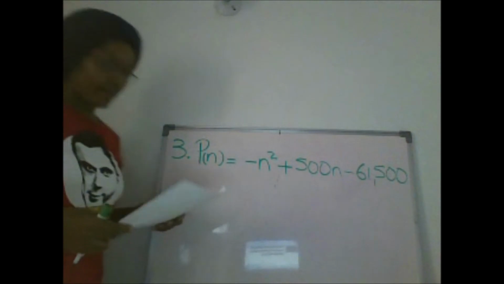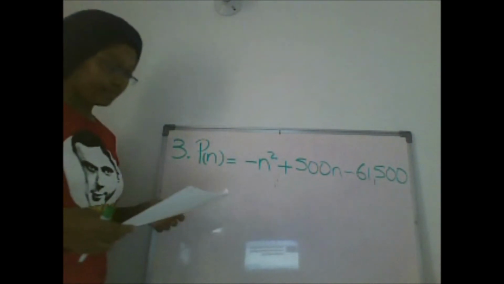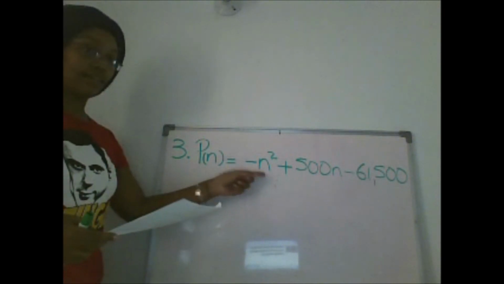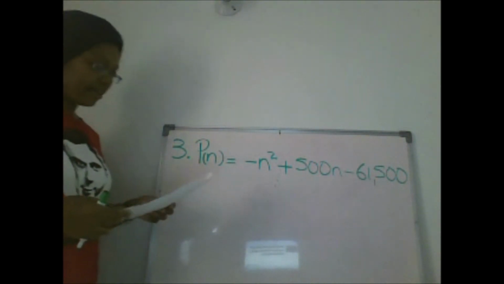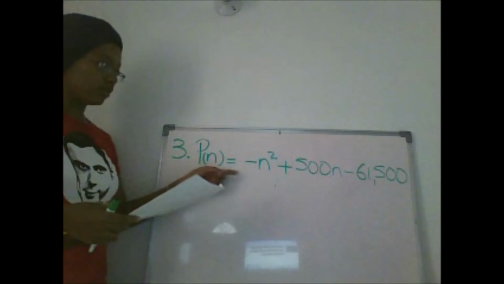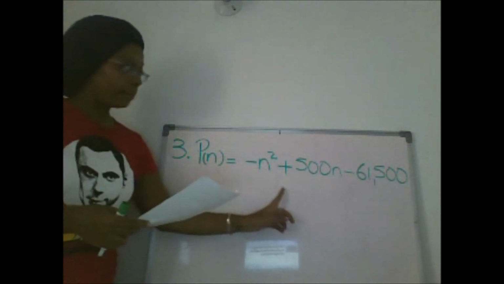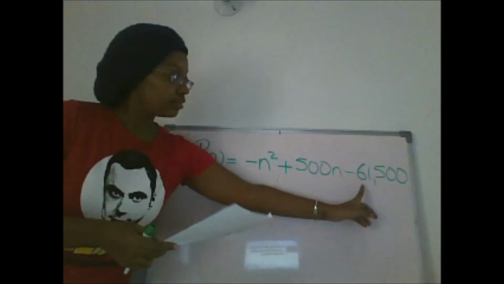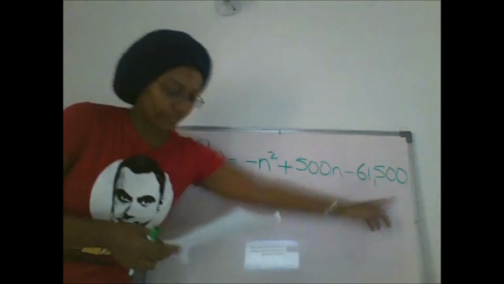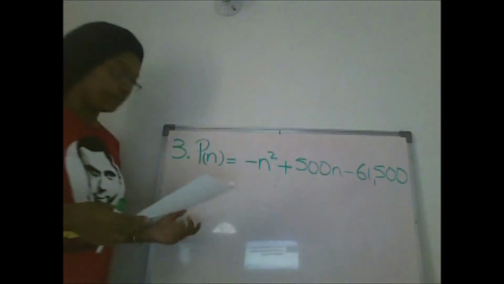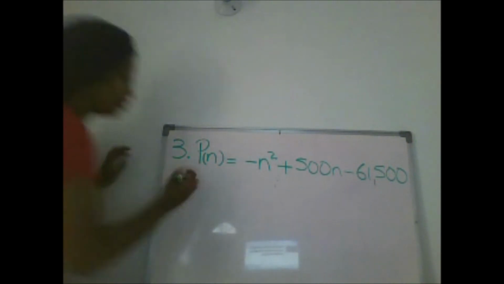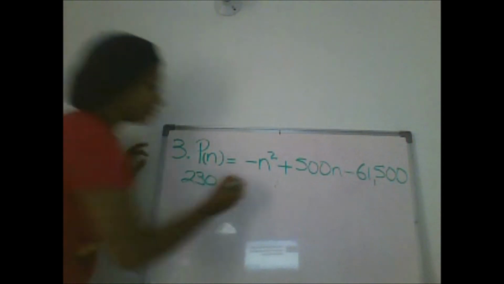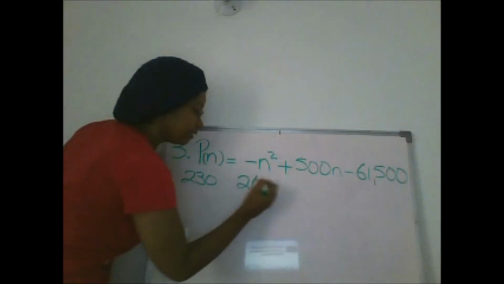So the next question we have is a worded problem, and it says the profit function for selling n items is given by the equation p of n is equal to negative n squared plus 500n minus 61,500. And it's asking us to compute the profit from selling 230 and 260 items.